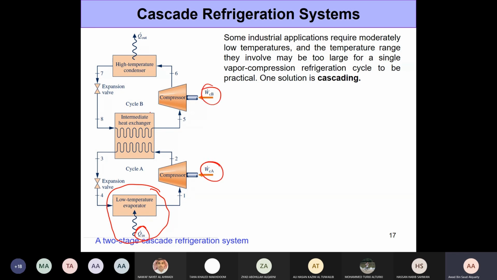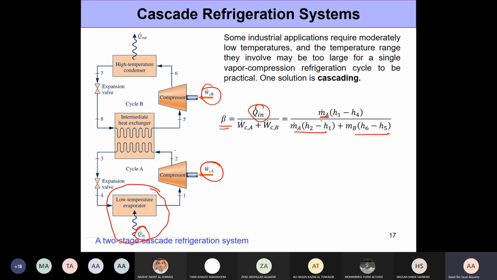Since the mass flow rates are different, you need to be careful about that when you write the beta, or the coefficient of performance of the refrigerator. The Qn happens only in cycle A, so you've got to take the mass flow rate of cycle A. The work input happens in two different cycles, so you've got to take the appropriate mass flow rates.